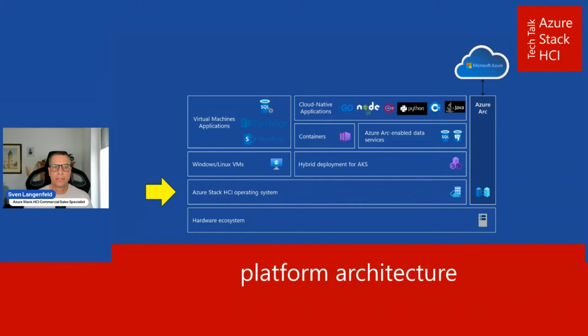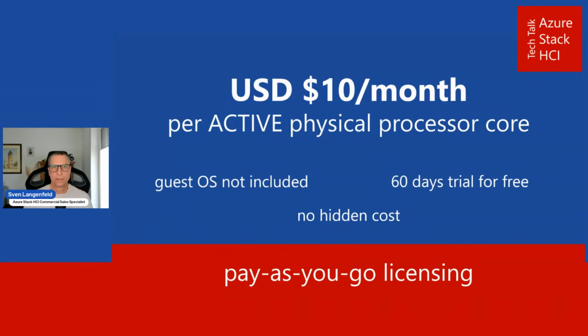So let's talk about the licensing of the Azure Stack HCI operating system. The cost for the operating system is $10 per month per active physical processor core. It's important to understand that it's the active physical cores you have to pay for.